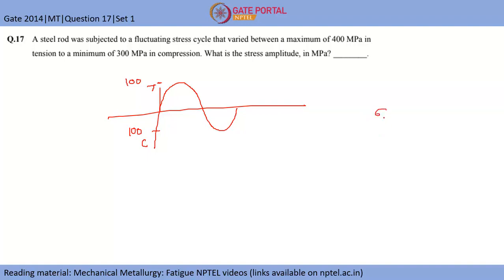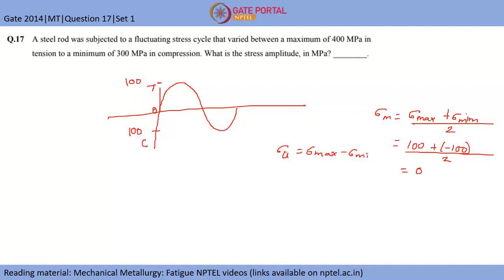Now you have to calculate sigma mean. So sigma mean will be basically sigma max plus sigma min divided by 2, right? So this will be 100 plus minus 100 divided by 2, hence sigma mean will be 0, which is this point. And alternating stress, if you want to calculate for this cycle, sigma A will be sigma max minus sigma min divided by 2.